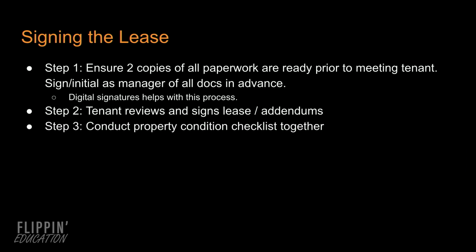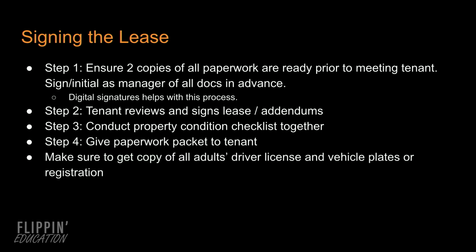Step 3, conduct property condition checklists together. You may want to take the tenant to the property and walk through the property together, assessing the condition, taking good notes and pictures, so that if there's any question as to the condition of the property when the tenant leaves, the original notes and pictures can be consulted. Step 4, give paperwork packet to tenant. Make sure at this point of the process that you have a copy of all the adults' driver's licenses and the vehicle plates or registrations so that you know what vehicles should be parked at the property.